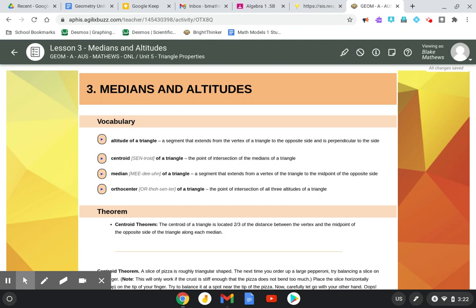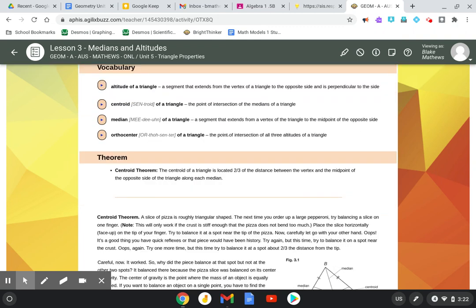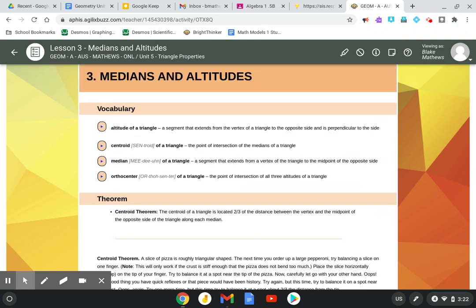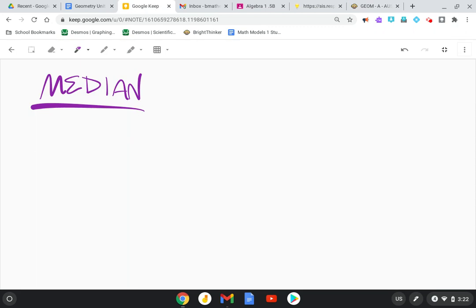All right, this is the Geometry Unit 5, Lesson 3 video over medians and altitudes. Before we get into some of the more advanced stuff in this lesson, I want to discuss really quickly what the median and altitude of a triangle are.